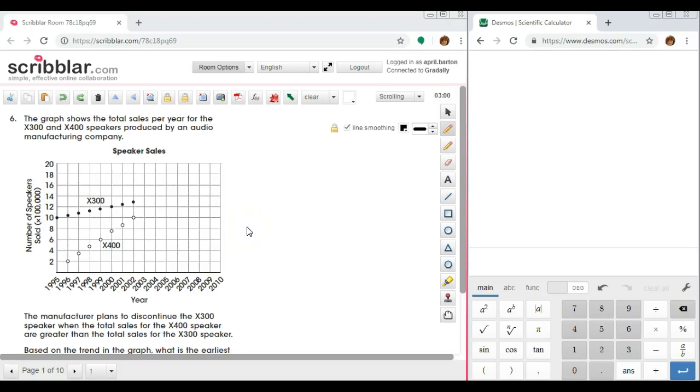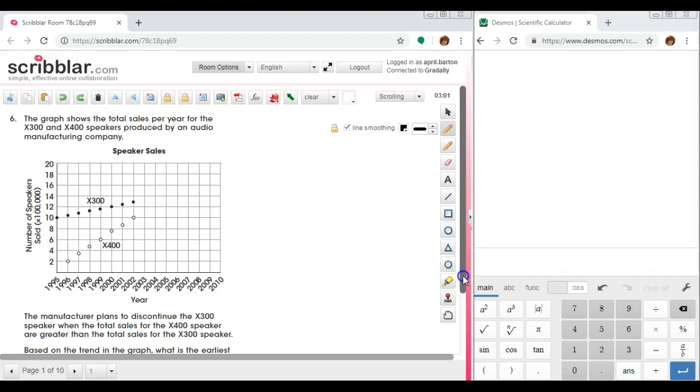This video will be about the 2008 OGT, and it's from problem 6 through 10. Problem 6 states the graph shows the total sales per year for the X300 and X400 speakers produced by an audio manufacturing company. Then it gives us the actual graph showing the empty dots for the X400 and the filled in for the X300 over all the years up to 2002.